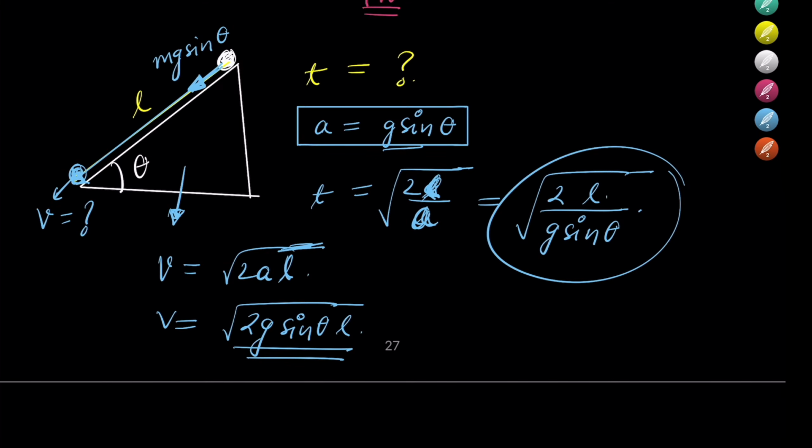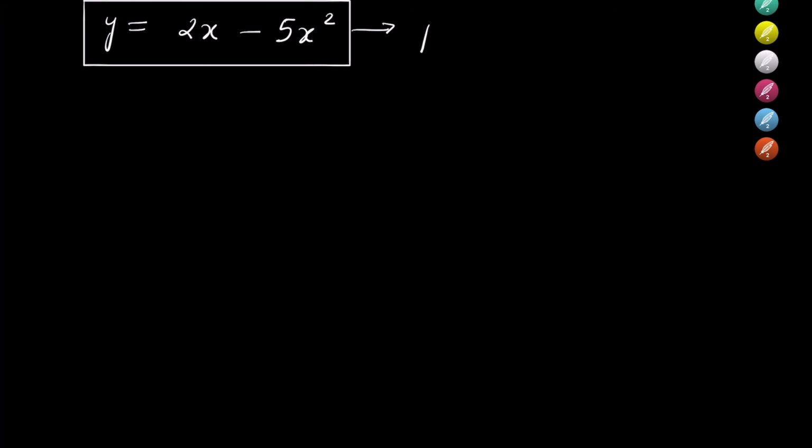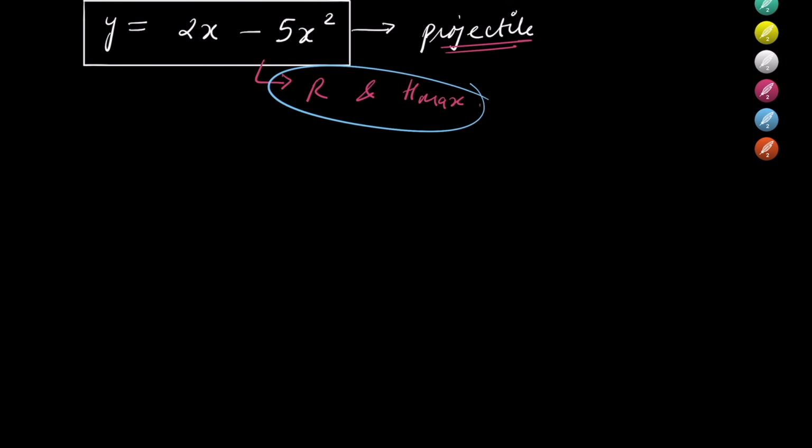Okay, next question. Y equals 2x minus 5x square. This is the equation of a projectile. The equation of the projectile is given. They are asking what is the range and h max of this projectile, what will be its range and maximum height?